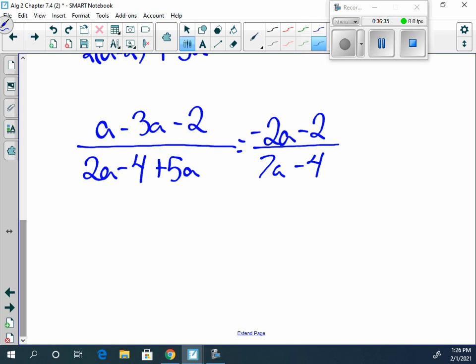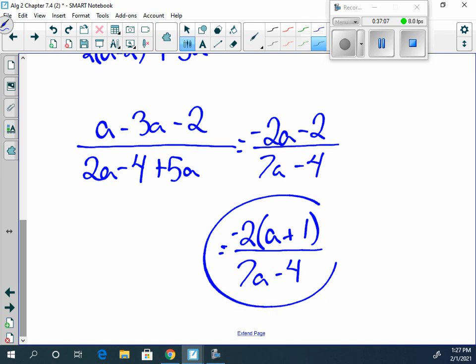Is there anything we could do with this here to simplify it a little further? Was there a common factor on top? 2. And we can almost take negative 2, especially since they're both negative. Well, negative 2 out of negative 2A leaves me with a positive A. Pulling out a negative makes it positive, and it would be 1 over 7A minus 4. Now, even though it really didn't simplify, they still want us to factor it out, just so we have this here.